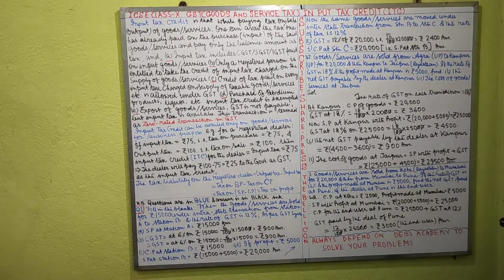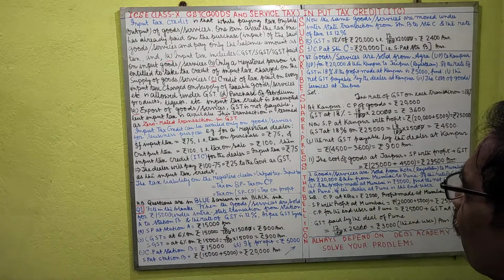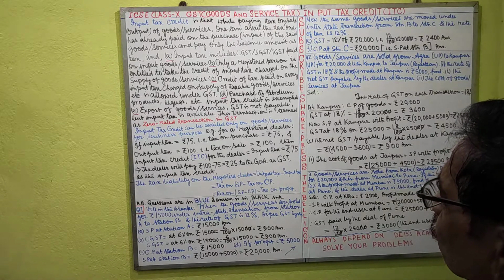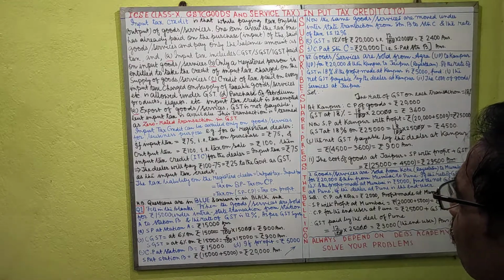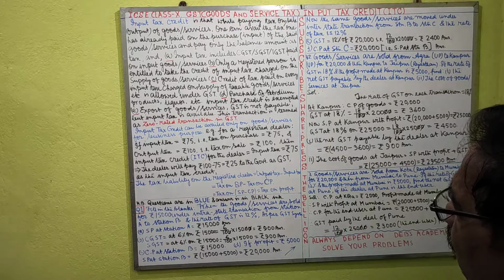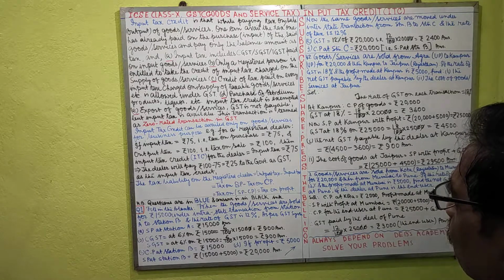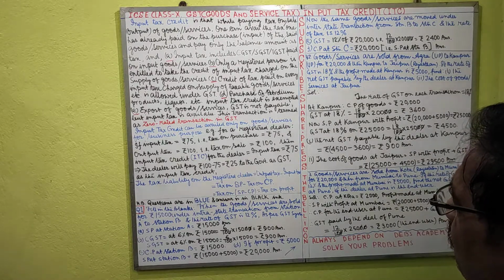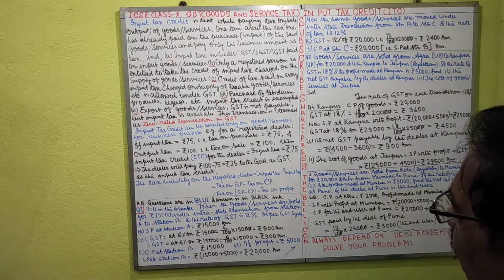B, only a registered person is entitled to take the credit of input tax charged on the supply of goods or services. C, credit of tax paid on every input tax charged on supply of taxable goods or services is allowed under GST. Whatever the goods or services are allowed under GST, the credit of tax paid on every input tax will be charged by that one.